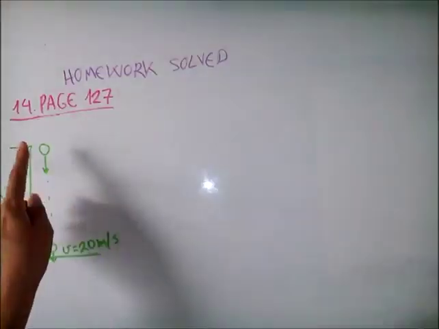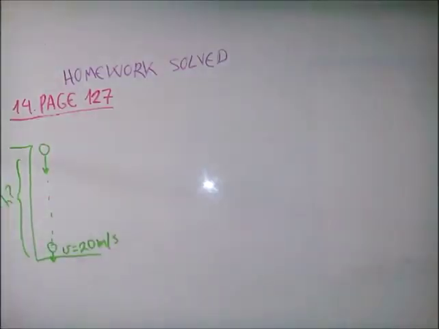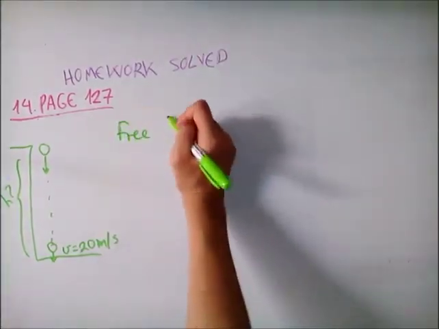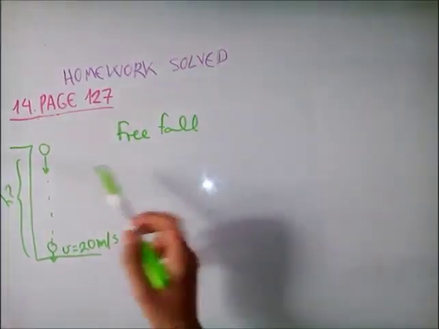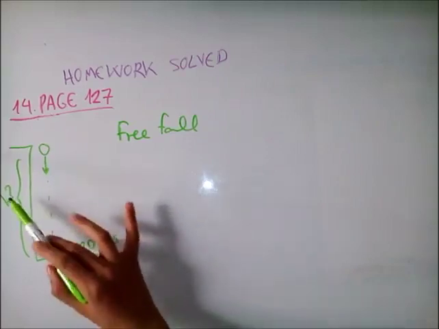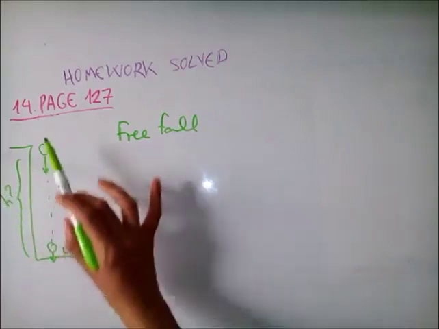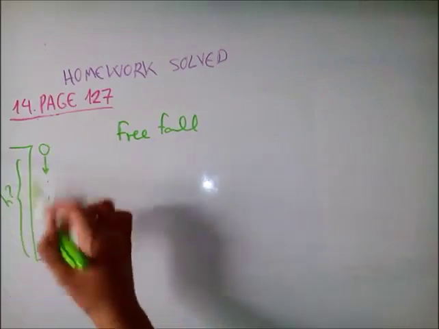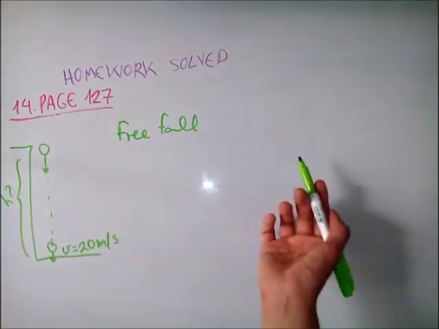Okay, I'm going to solve problem number 14 on page 127. You can see this is about a free fall. We have an object which is falling from a certain height, which we don't know, and it is hitting the floor with a velocity of 20 meters per second. This is what they're asking us to calculate: how high it fell from.